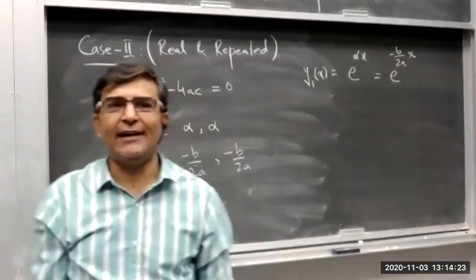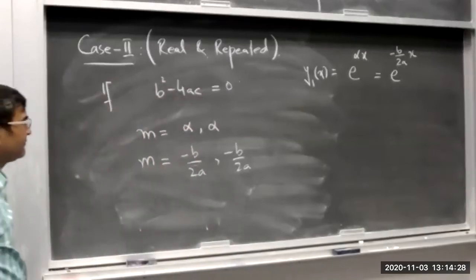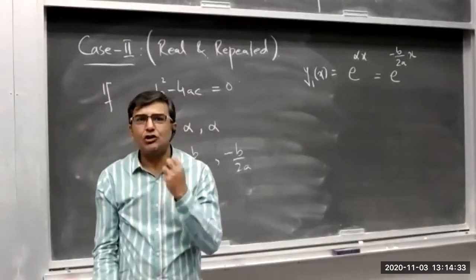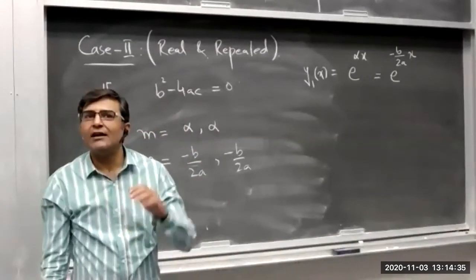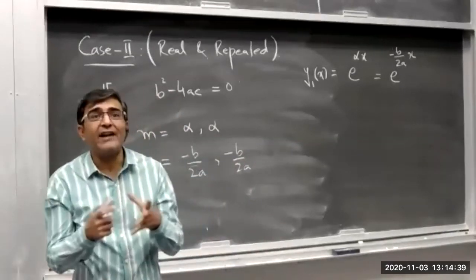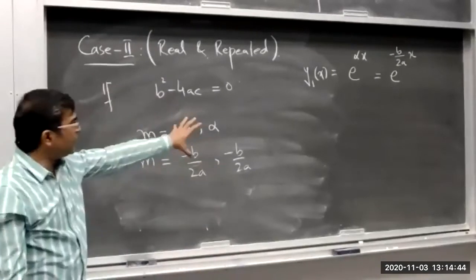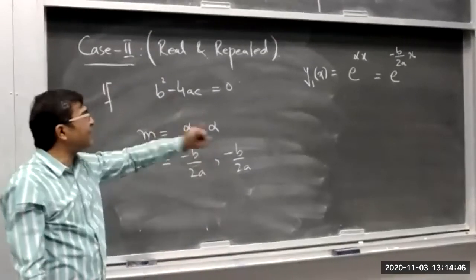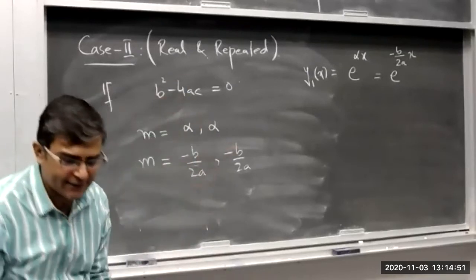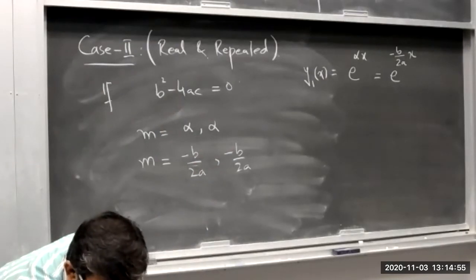How will we find the second solution? Anyone? Because it's a second order differential equation and it must have two linearly independent solutions, then you can write the general solution. If you have only one solution, you cannot write the general solution for a second order differential equation. Now, by using this technique, you can only find one solution in this particular case. How can we find the second solution?